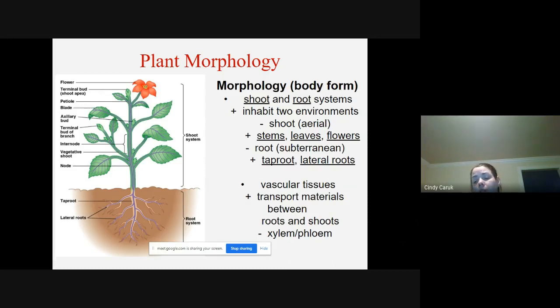And connecting these two systems is going to be the vascular tissue. It's going to transport material between the roots and the shoots. And that's your xylem carrying water and minerals, and the phloem that carries sugar.